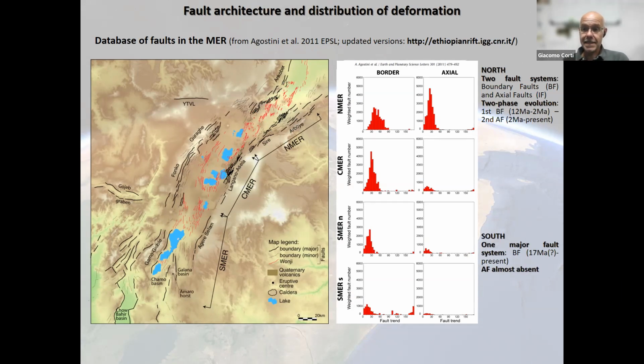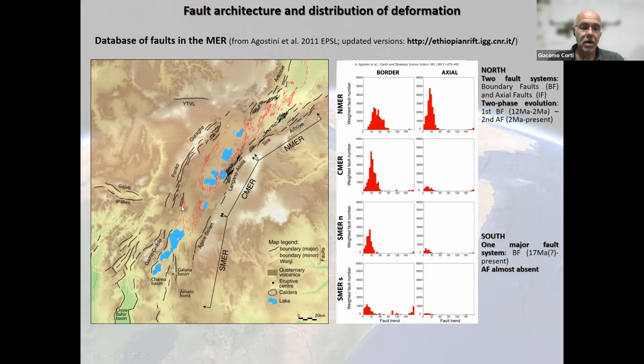And this can be clearly seen if we analyze statistically the faults in the different parts of the Ethiopian rift. In the northern part, as said, we have two different fault systems activated at two different times. So we have a two-phase evolution of rifting in this area. First, the large boundary faults, and then a migration of the deformation to the rift axis with the activation of the axial faults in the last 2 million years.